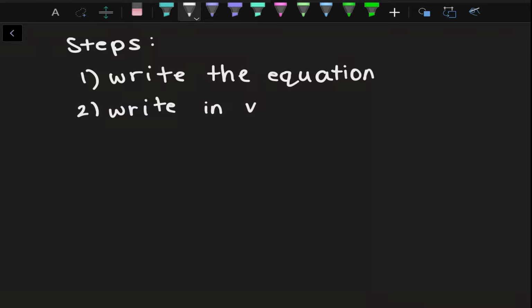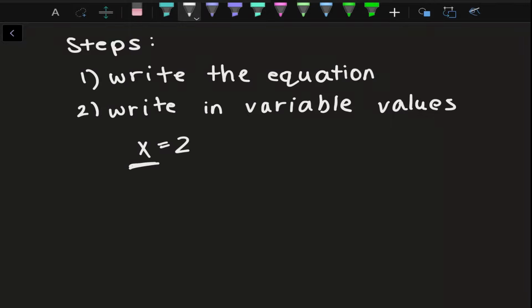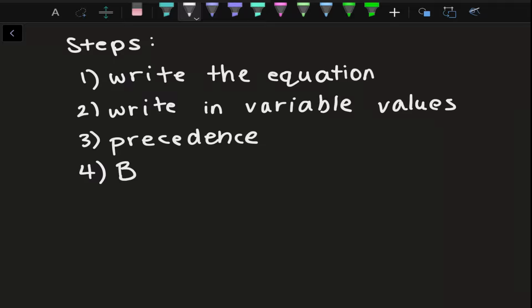The second step is to write in our variable values. So if the question gives us x is equal to 2, then every time that I see x, I want to write in a 2 in place of it. Our third step would be to do what we were doing above and take into account precedence, adding any brackets you may need to help you solve the question. And then step 4, along the same lines, going over BEDMAS and solving the way that we need to.